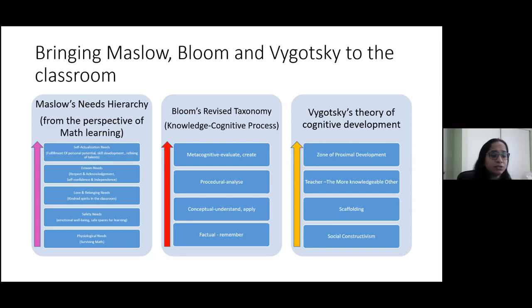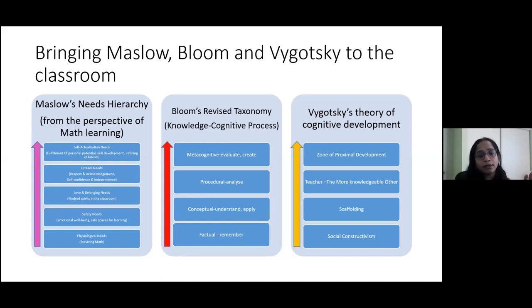So this is a two-way street. The teacher shows respect and acknowledgement to the student, and then there's the growth of self, the nurturing of self-confidence and independence in the child. And the self-actualization needs: once the esteem needs are met, then the student can actually discover his or her potential, refine their talents, and develop their skills. If we look at Bloom's taxonomy, I put the knowledge dimension on one side and the cognitive process on the other. We move generally from factual, which means remember, then conceptual, which means understand and apply, then procedural, where you try to analyze, and then metacognitive, where you evaluate and create.